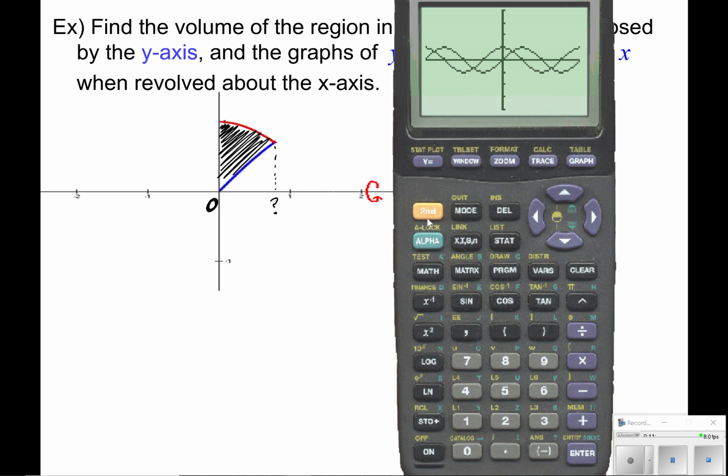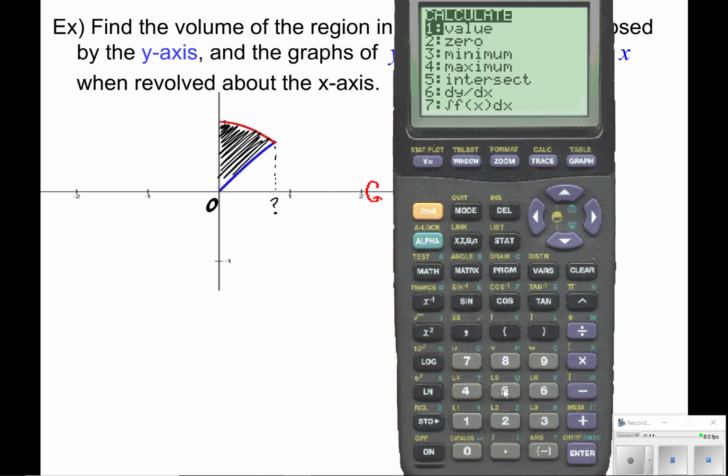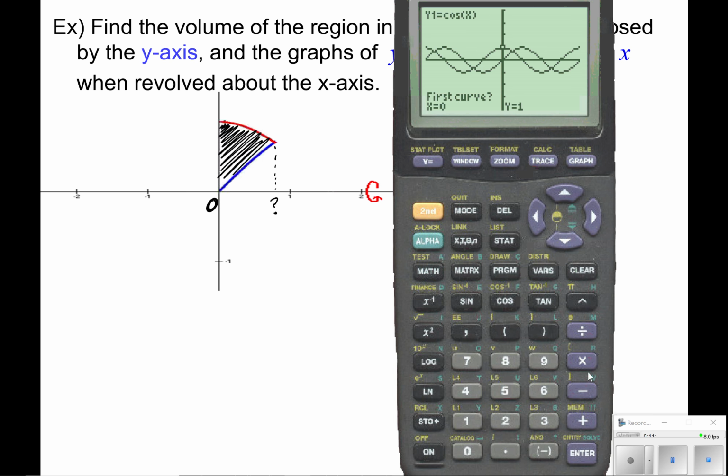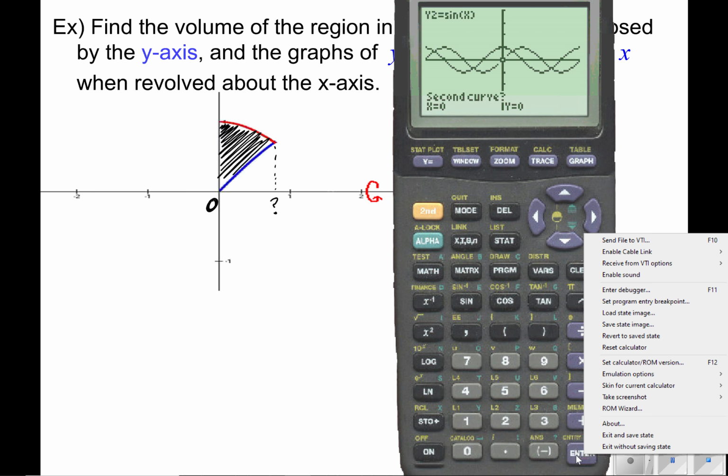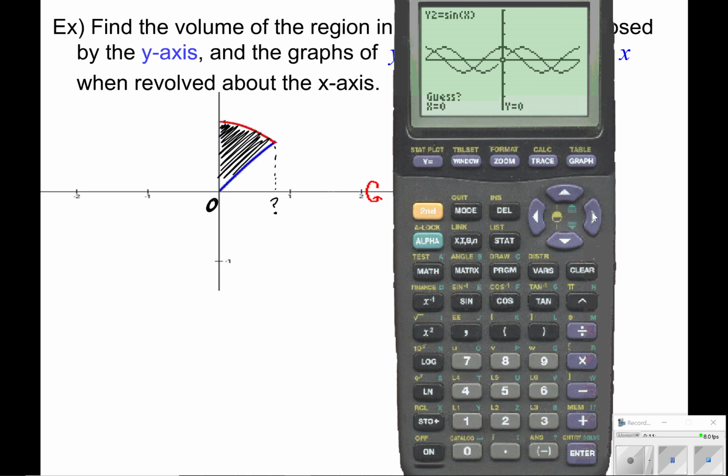So hit second. You missed the first time around. Calc. Option 5 for intersection. First curve, I'm just going to hit enter. Second curve, I'm going to hit enter, and then enter, and then now it's going to be yes, and I'm going to move close to where that is. Okay. I'm going to hit enter.